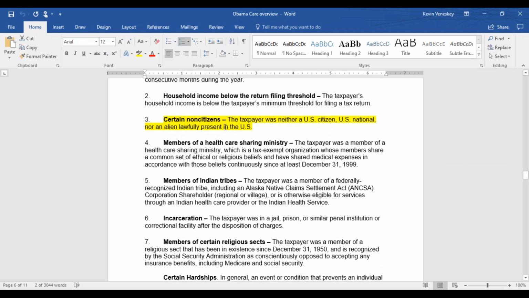This number 3, I think, is one of the worst ones on here. If the taxpayer was not a U.S. citizen and not lawfully present in the U.S., they are considered exempt. So if you meet this, it's a weird exemption. I'm sure if they get sick and go to the hospital, they'll still have to take care of them, but they do not have to pay the tax for not having insurance.